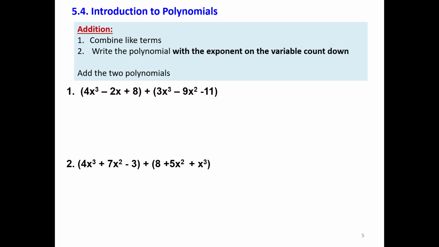Now we want to learn how we can add polynomials. The procedure to add polynomials is the following. First, we need to combine like terms. Then we want to write the polynomial with the exponents on the variable counting down. Then we want to add these two polynomials.